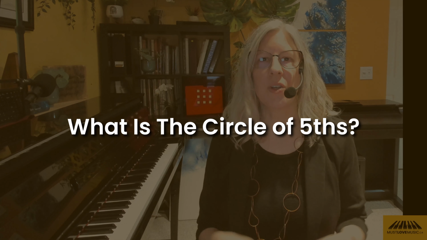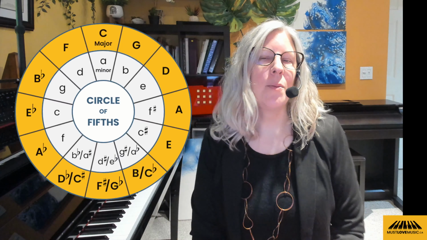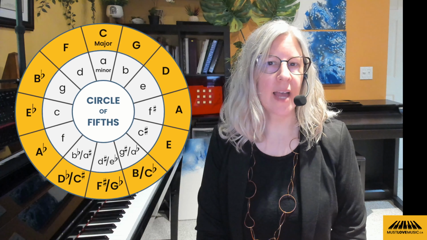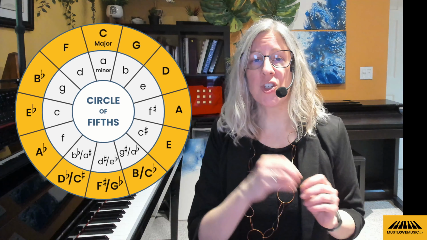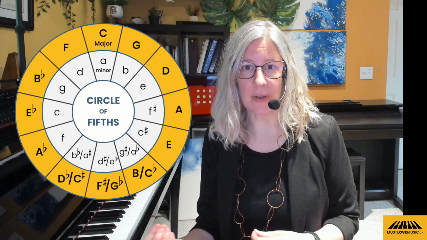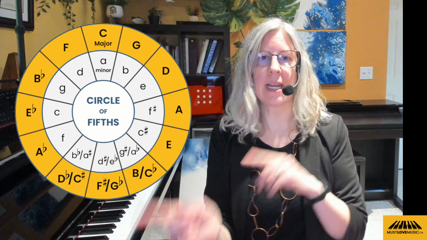Let's quickly review what the circle of fifths shows us. The main information includes the number of flats or sharps in any major or minor key and which major and minor keys are related to each other. And we're going to come back to that last point a little bit later.